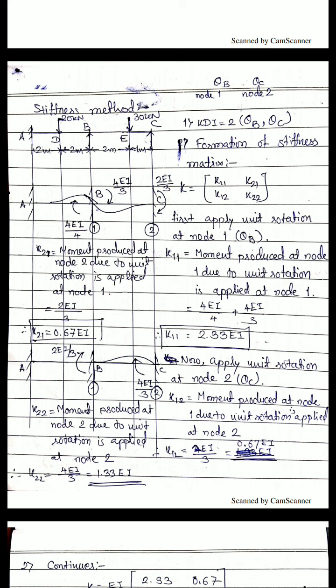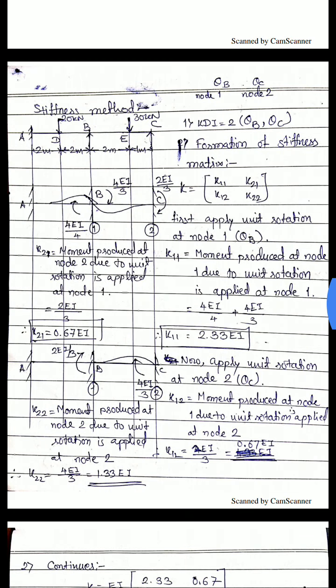B will try to rotate this way, and if B is rotating, there has to be a moment produced at the joint B itself. So for the AB span, considering only the AB span, if B is rotating in a clockwise direction, there has to be a clockwise moment which will produce that unit rotation. How will you calculate this clockwise moment? That is nothing but 4EIθ by L.